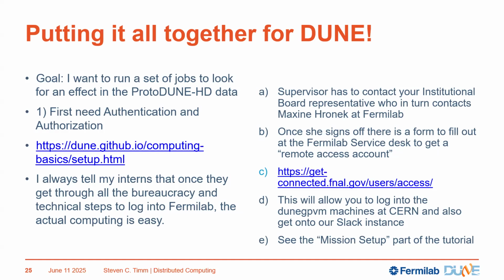I want to run a set of jobs to look for an effect in the ProtoDUNE HD data. Okay, first I need authentication and authorizations. You're going to see a lot of links to DUNE GitHub.io. This is the DUNE tutorial. It takes about 6 hours to get through. But once you get through the bureaucracy and technical steps to log into your computing, the actual computing is easy. 3 or 4 trainings also have to be done. Your supervisor has to contact your IB, who in turn contacts Maxine at Fermilab. She signs off. There's a form you fill out to get a remote access account.